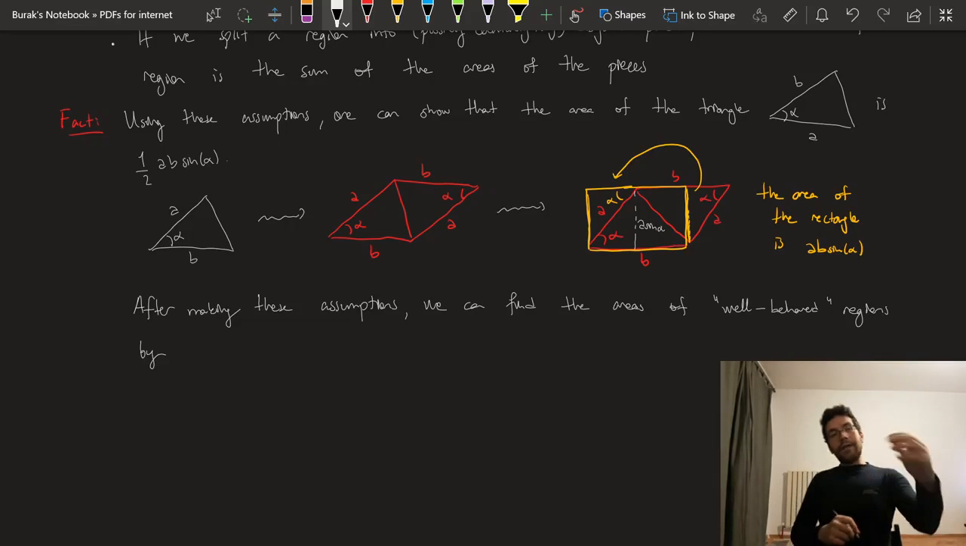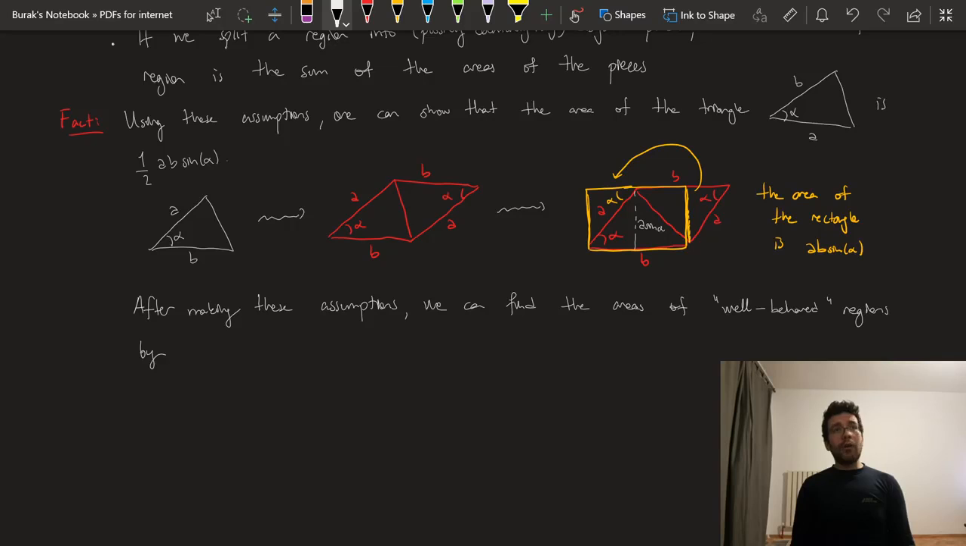So I told you that our aim is to measure the areas of regions, but that was not completely true. It turns out that we can't measure the area of every region. We can measure areas of well-behaved regions. What does well-behaved mean? I am not going to explain that because that requires me to teach you about basic measure theory, which is way beyond the scope of this course.